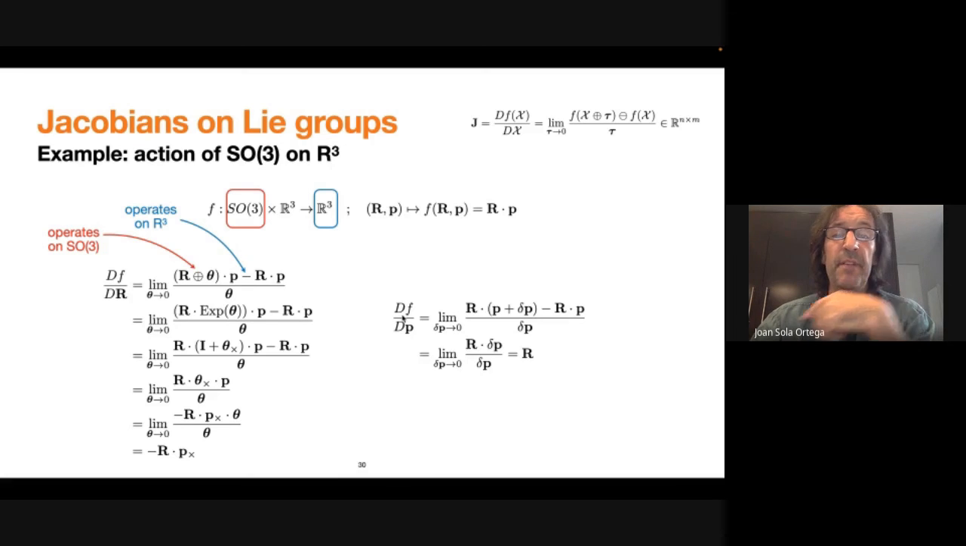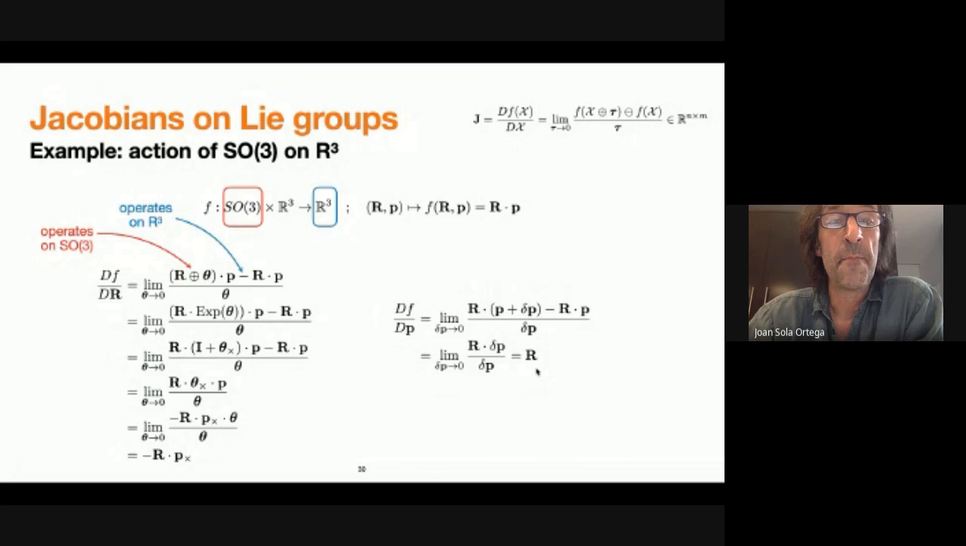The other derivative is very simple because now you will perturbate a vector. So you perturbate with a regular plus, and this simplifies very quickly. Rp minus Rp goes away. You have this, and this Jacobian is R very quickly.